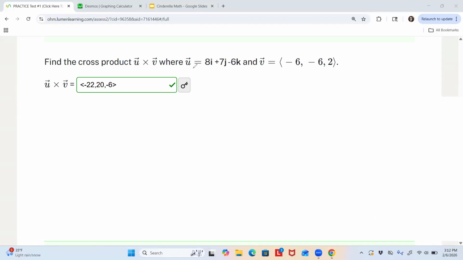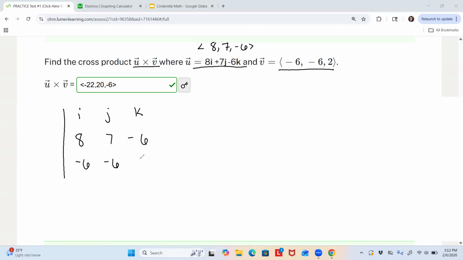Alright, so again, here's u, but I like to write it like this. So that would be 8, 7, negative 6. And v's already written like that, so that's great. And we're going to cross. So you're going to make a 3 by 3 determinant where your first row is i, j, k. Your second row is going to be the u coefficients, so 8, 7, negative 6. And your third row will be the v coefficients, so negative 6, 2.